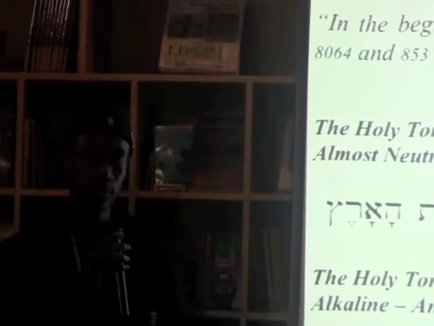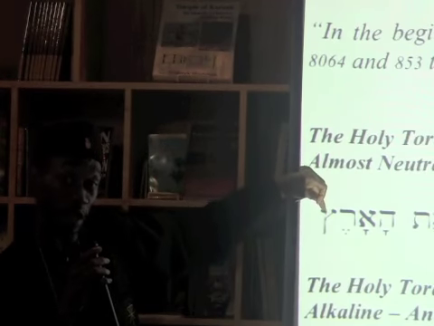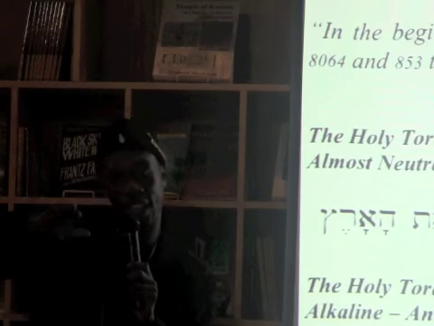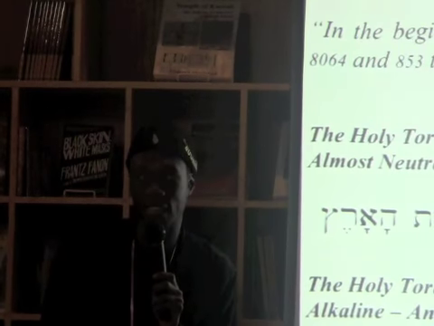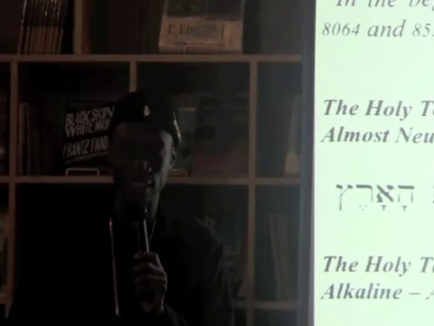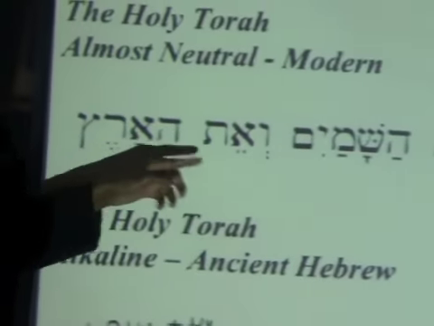Ha-eretz. This is like a T-S. This is how this letter is normally transliterated, T-S. It's like a sizzling sound. Ha-eretz. Eretz. Like something sizzling. So you got Barashit Bara Elohim et Hashamayim va'et ha-eretz.